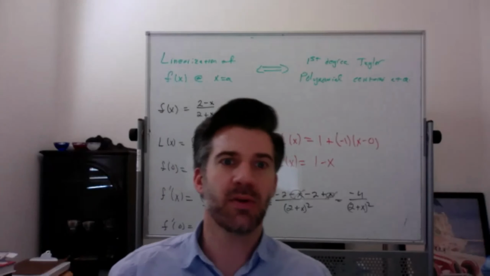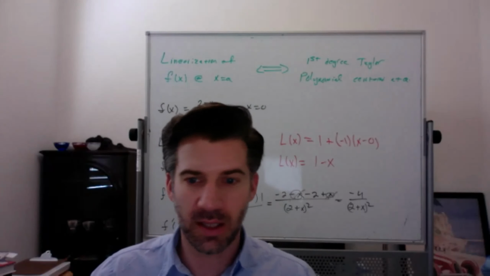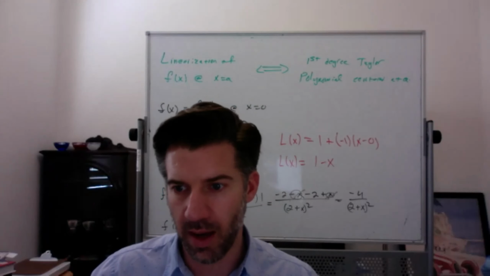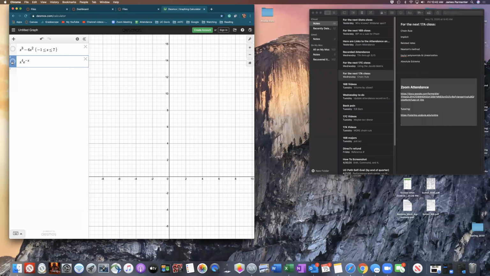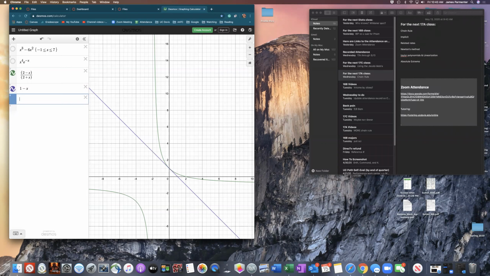Let's look at Desmos again, because I think it's worthwhile. If I want to graph these things, I can graph the original function, which is 2 minus x over 2 plus x. Then if I graph the other thing, 1 minus x, it should give me the tangent line at the point (0, 1). So I do that. There we go.